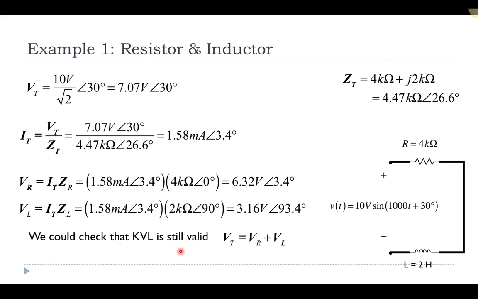If we wanted to, we could check Kirchhoff's voltage law, and what we expect is that the total voltage should add up to the voltage across the resistor and the inductor combined together. When I add these two values together, I have to understand that I have to add them as phasors. So I can't just take the numbers that are in front, like the voltage across the resistor 6.32 and the voltage across the inductor 3.16. If I add those two numbers together, I don't get 7.07. And the reason for that is because these are not maximums at the same time. They are actually shifted from one another.